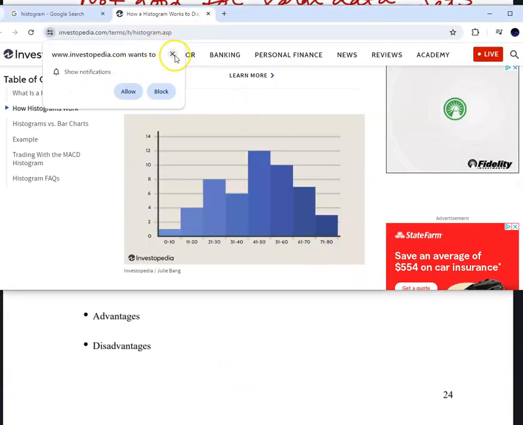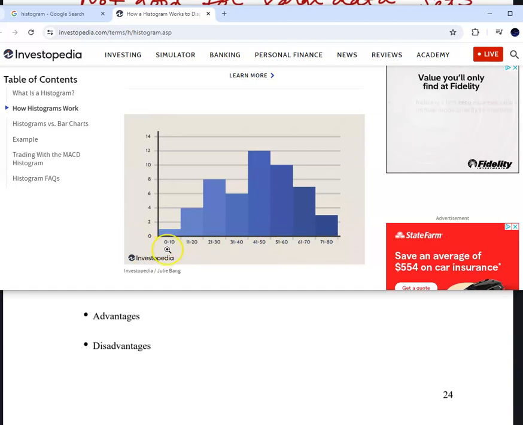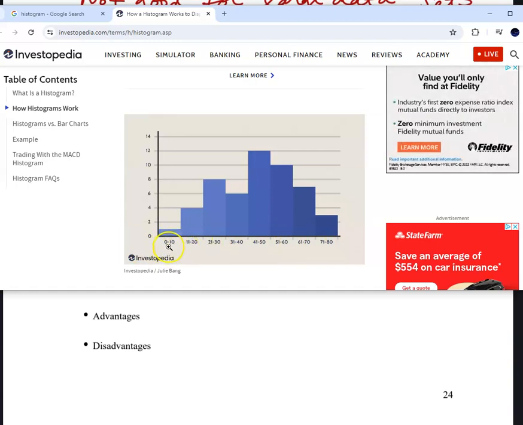Here's just a quick basic example of a histogram. Now this is a pretty generic example. They didn't tell me what this represents, but you can see each bin has a width of 10 units along the x-axis. So you've got 0 to 10, and then 11 starts the next bin width. So 11 to 20, and then 21 starts the next bin width. And then the frequencies are this way.